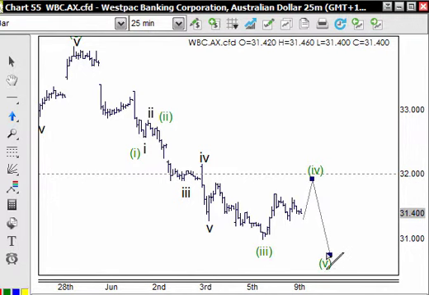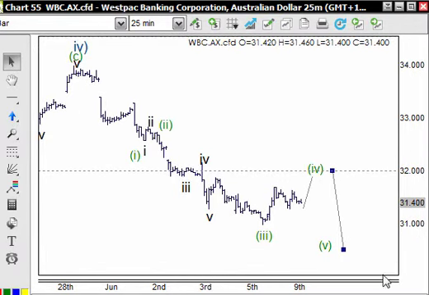Now wave 5, if it's going to occur, would be roughly the same length as this wave 1 to here. So we'd be looking a little bit closer to 30. So this is a real possibility here, okay? So I just don't know.